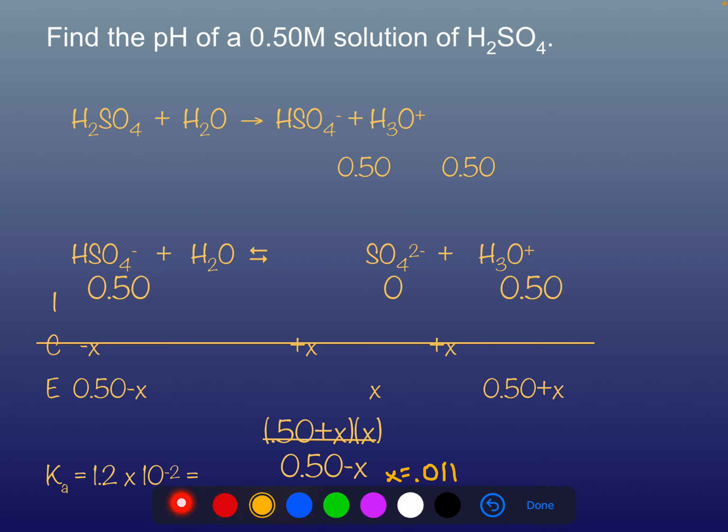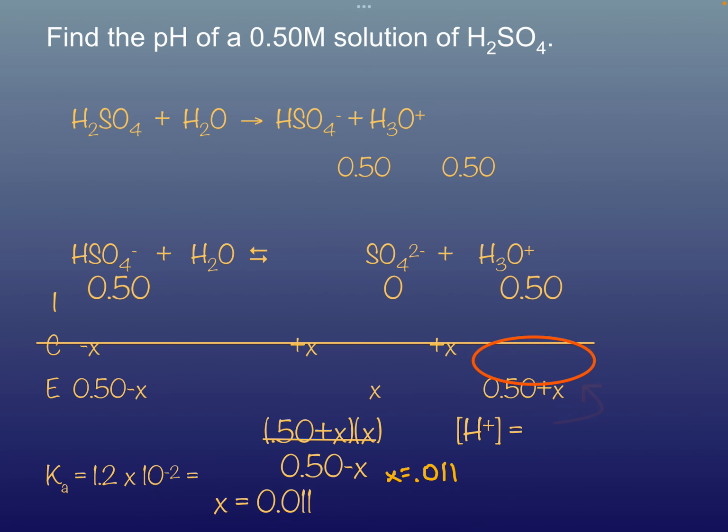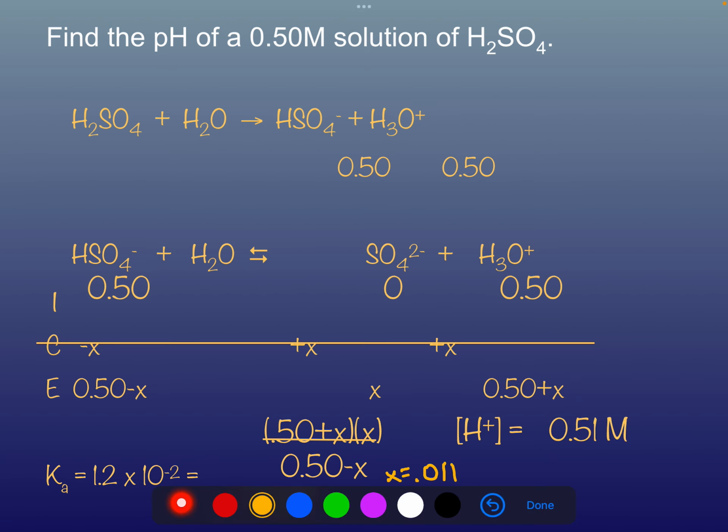If that is plugged in to our ice table, we get that equilibrium concentration is going to be 0.051. So it did not change much from the first one to the second one. So our pH would end up being 0.29.